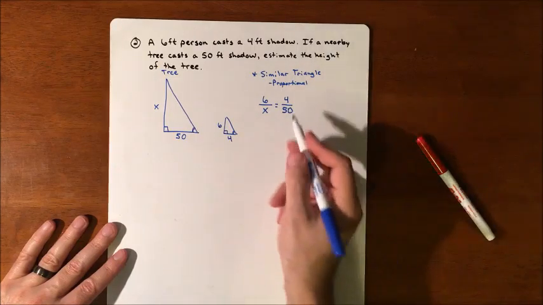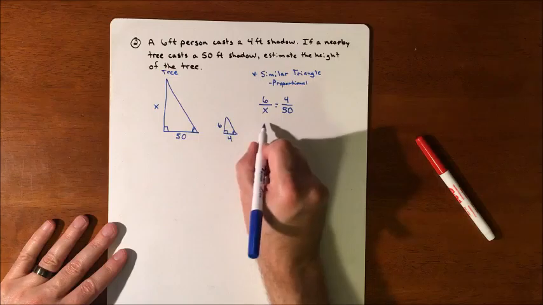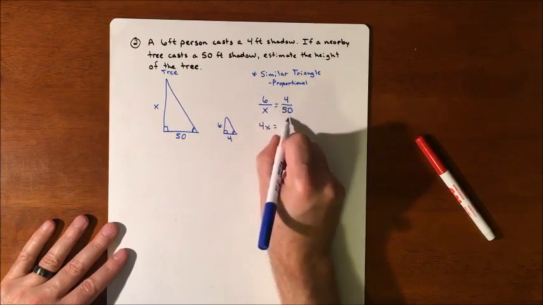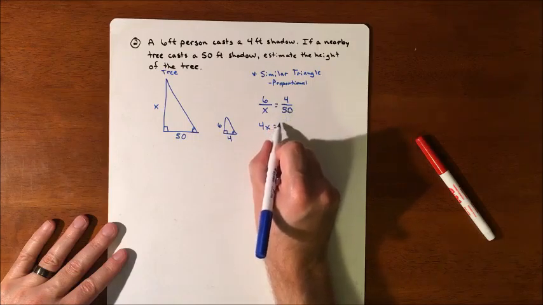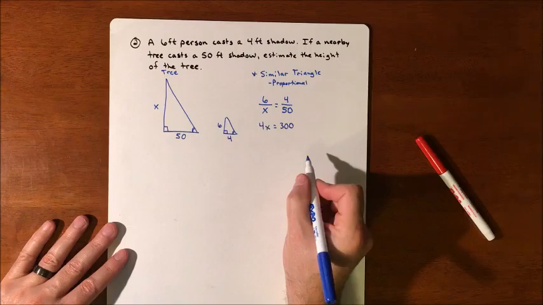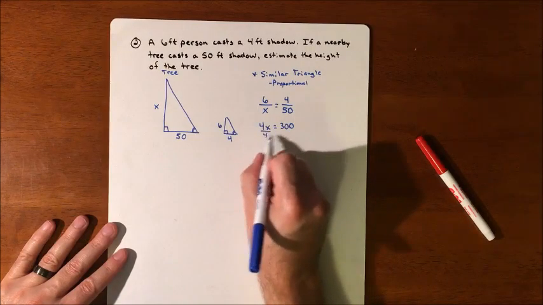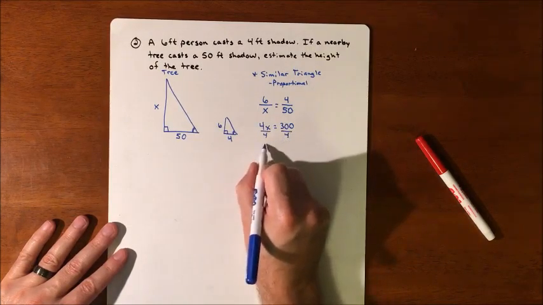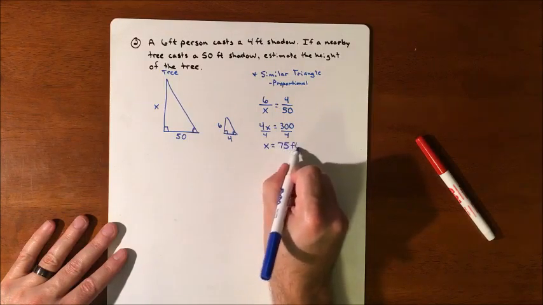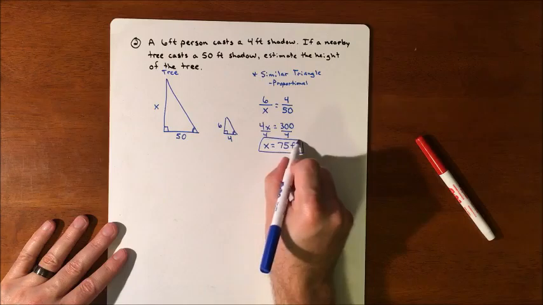So we have a proportion, we can cross multiply to solve. So this cross product gets us a 4x. This cross product is 6 times 5 is 30. Add the 0, it's 300. So we divide by 4. And x is going to get us 75 feet. So that's a 75-foot tree.